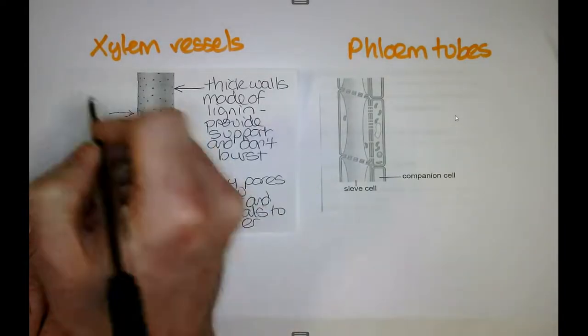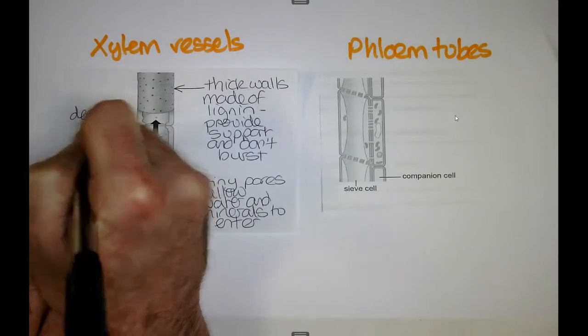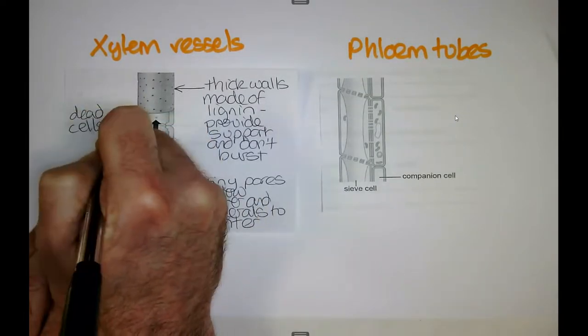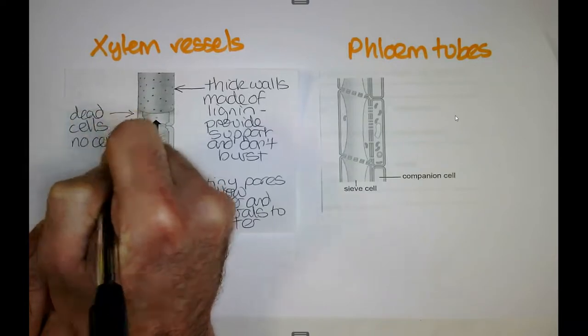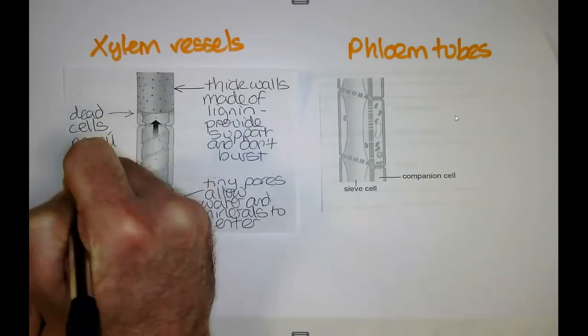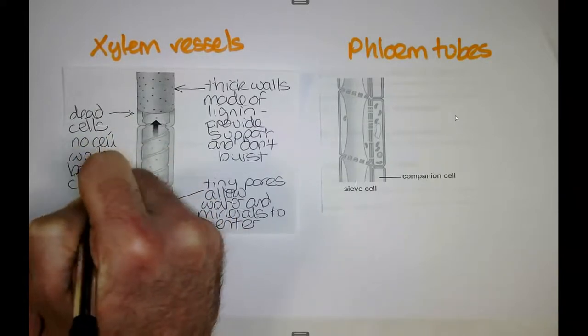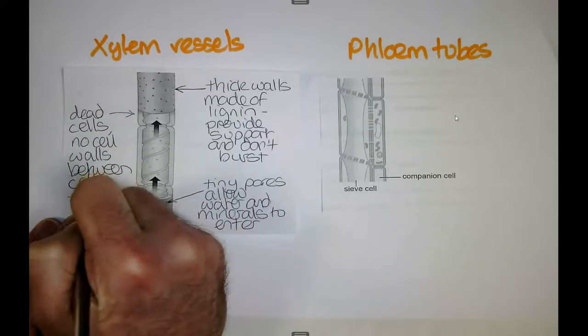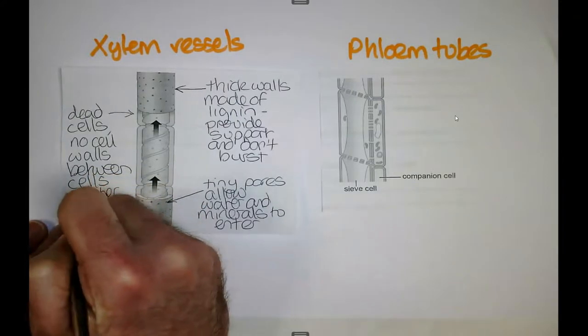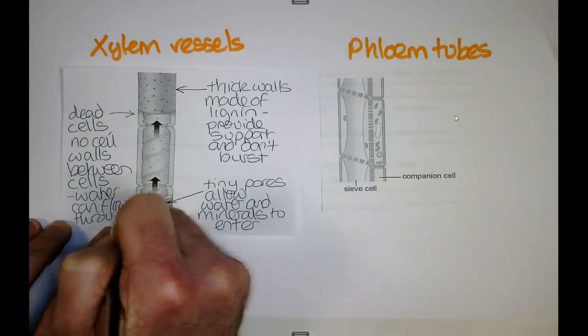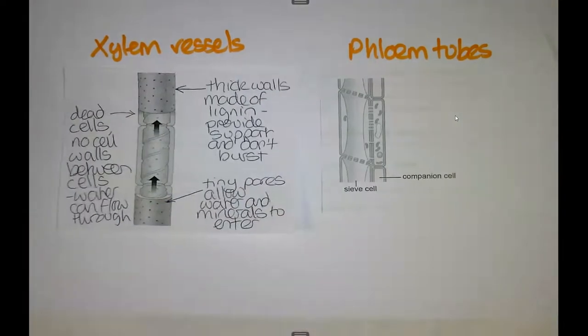And actually, all these cells are dead. So these dead cells, and also no cell walls between cells, means that water can flow more easily. So that's xylem vessels.